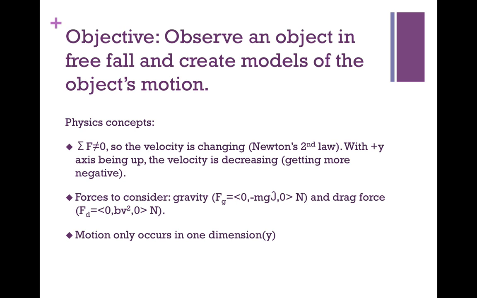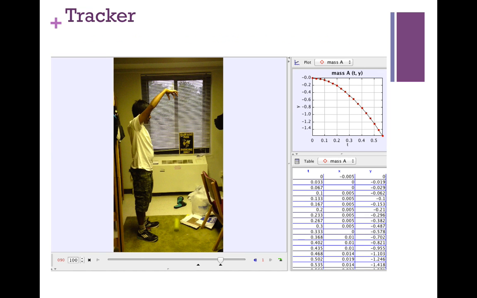The motion, free fall, is only going to be in one dimension, the y dimension. It's going to be moving in the negative y direction because it's falling. We're keeping the plus y axis up. Forces to consider are the force of gravity, of course, but also drag force. And so these will be important later.